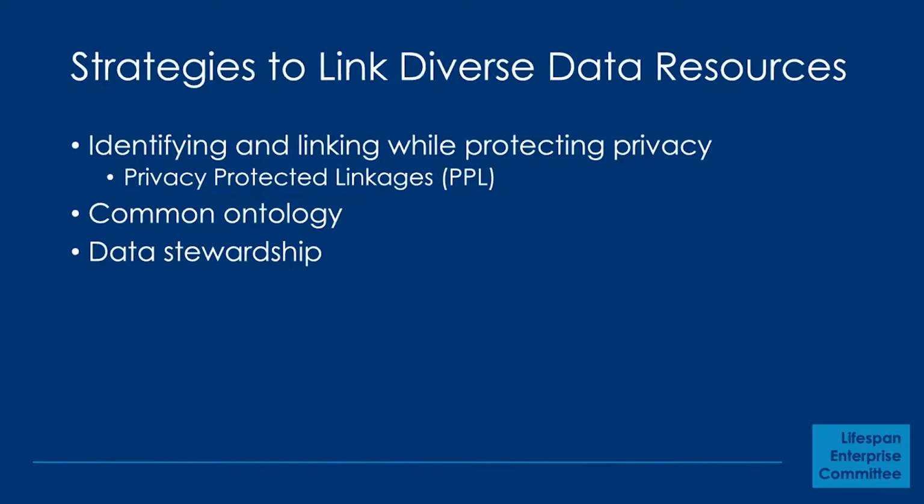Importantly, though, when we're linking these diverse data resources to really expand our understanding of each cohort participant's phenotype, we have to consider a couple additional issues. And one is identifying and linking while protecting the privacy of that person. We can't be sending around that cohort participant's name and social security number to different places in order to link them. We also need to have a common ontology and really be concerned about data stewardship.